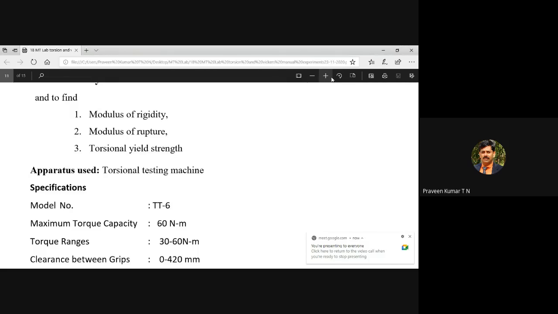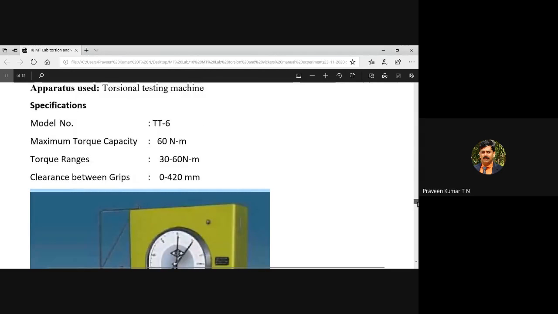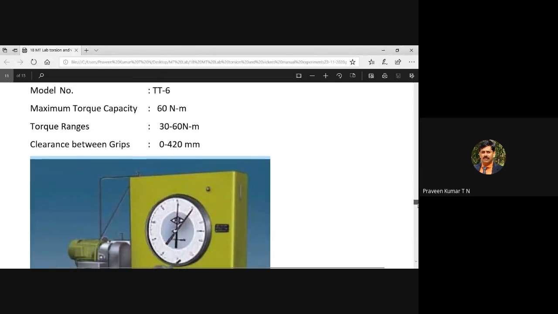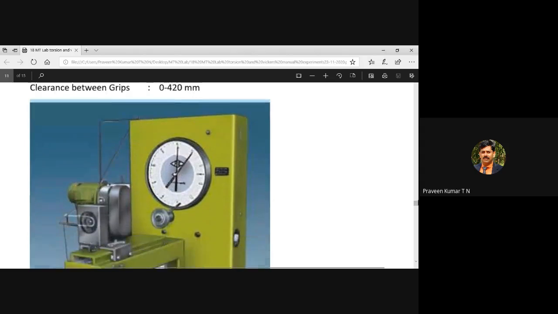The same material may also be subject to yield. You have to find out the torsion yield strength of the material. One more is modulus of rupture, for which we have a formula to find out. Those are the specifications, which are available in your manual: the clearance between the grips, the torque range. We can apply torque from 30 Newton meter to 60 Newton meter. The maximum torque capacity of the machine is 60 Newton meter.